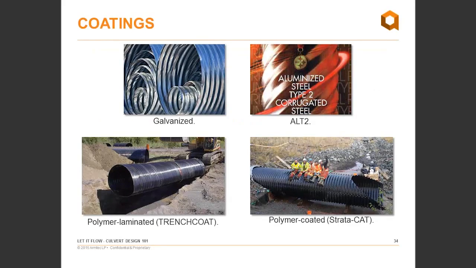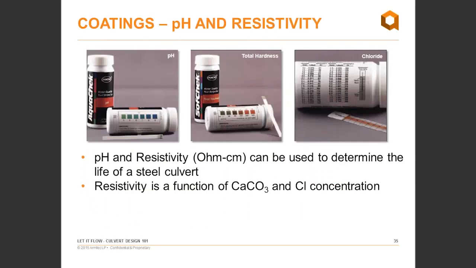Okay, so we're switching gears to durability. So right off the bat, let's look at the coatings available for steel culverts. We've got the old standby galvanized steel, we've got aluminized type 2 steel, and we've got polymer laminated or polymer coated steel. So why all the different coatings? Well, because bare steel interacts with air and moisture to cause a little something we call corrosion. So we put a coating on it to delay or prevent this corrosion. Now, the different coatings are used depending on soil and water chemistry and also abrasion.